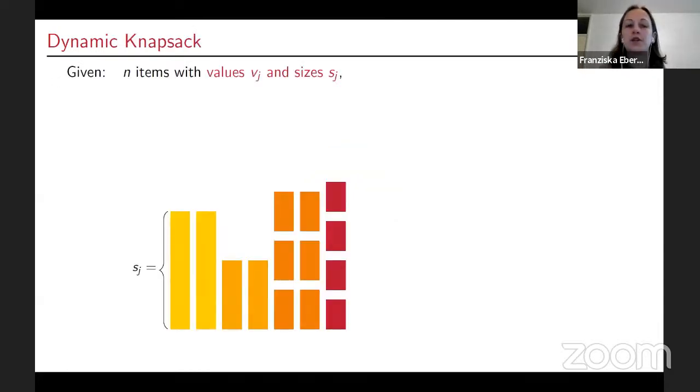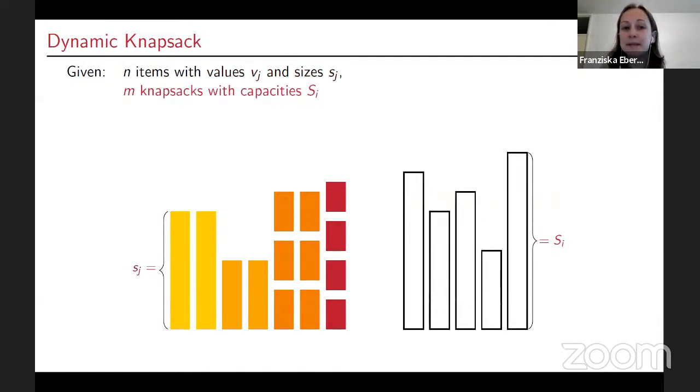So as mentioned before, I'm talking about dynamic knapsack. So this means I'm given n items. Every item comes with a value Vj and a size Sj. Brief reminder, sizes correspond to the height of the rectangle. On top of that, I have also m knapsacks. They might have possibly different capacities. Again, the height of an empty rectangle now corresponds to the capacity of the knapsack.